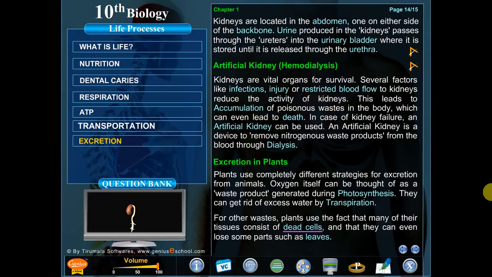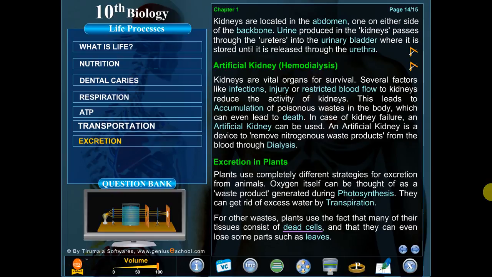Kidneys are vital organs for survival. Several factors like infections, injury, or restricted blood flow to kidneys reduce the activity of kidneys. This leads to accumulation of poisonous wastes in the body, which can even lead to death. In case of kidney failure, an artificial kidney can be used. An artificial kidney is a device to remove nitrogenous waste products from the blood through dialysis.